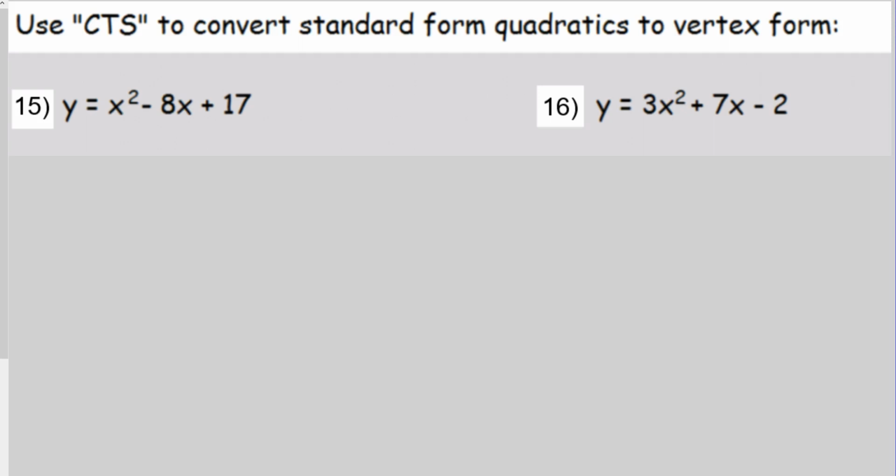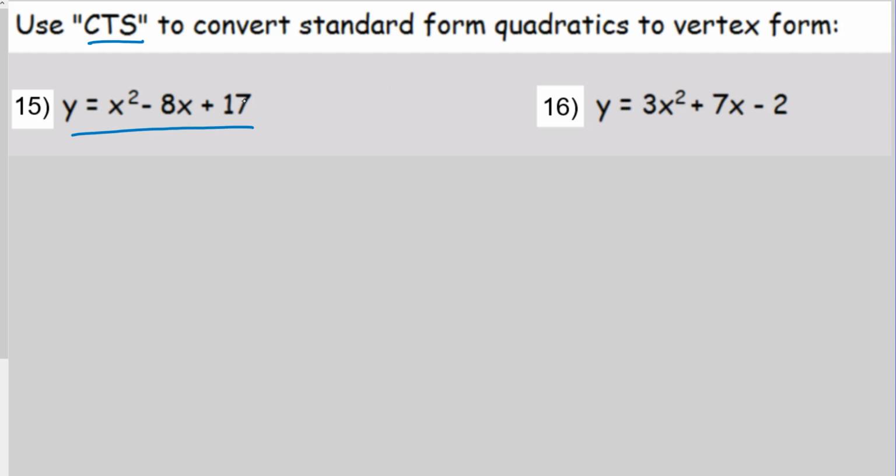Okay, we have a little bit more. Yep, just this last one, these last couple of problems. Use completing the square to convert from standard form quadratic functions to vertex form. So this takes us all the way back to the beginning of the chapter. Remember when we learned standard form, which looks like this, and we learned vertex form and intercept form?